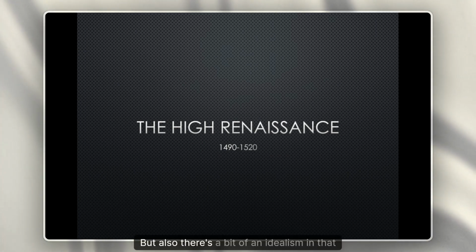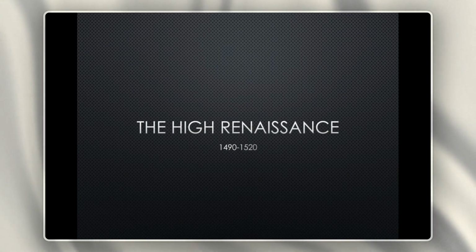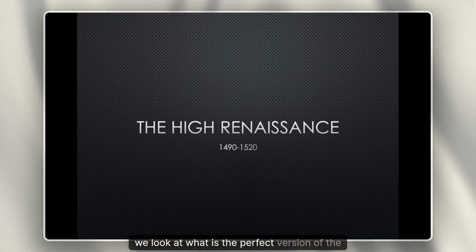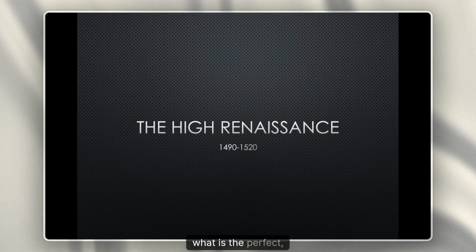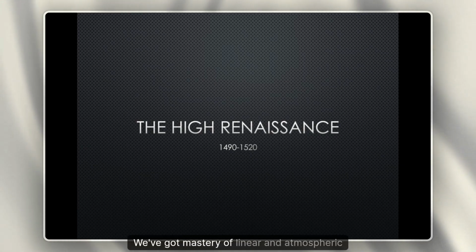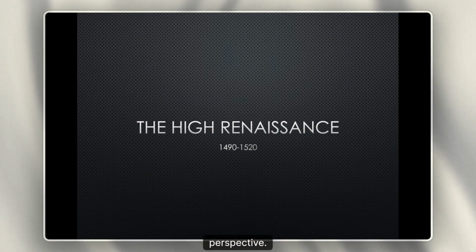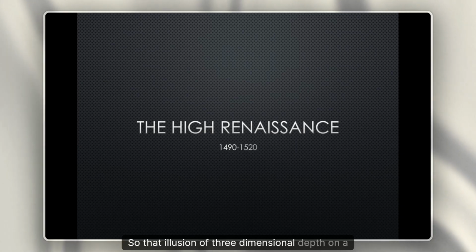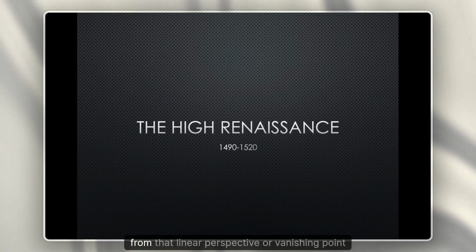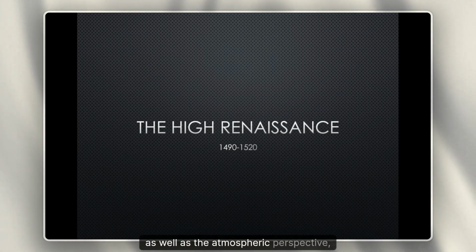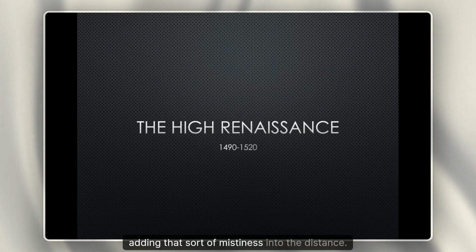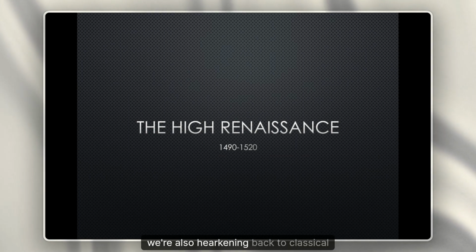But also there's a bit of an idealism in that we look at what is the perfect version of the human form. What is the perfect face? What is the perfect proportion? We are looking at that. We've got mastery of linear and atmospheric perspective. So that illusion of three-dimensional depth on a 2D canvas from that linear perspective or vanishing point perspective, as well as the atmospheric perspective, adding that sort of mistiness into the distance. We're also harkening back to classical proportions of the Greeks and Romans.